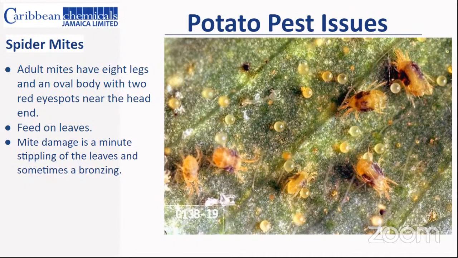Now, for the mites themselves, a lot of times by the time you start to see their damage, their population is expanding exponentially because they breed very fast and mature very fast as well. As such, they can overtake a field within 2 weeks if they are not controlled properly. And this is one of the major pests that affect and limit potato production each year.